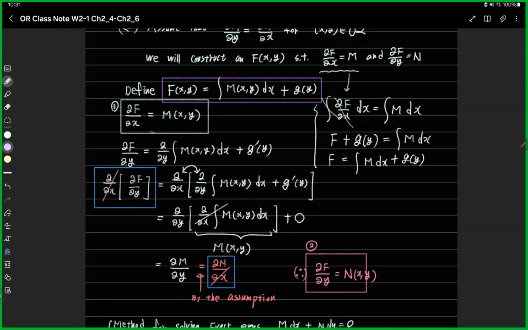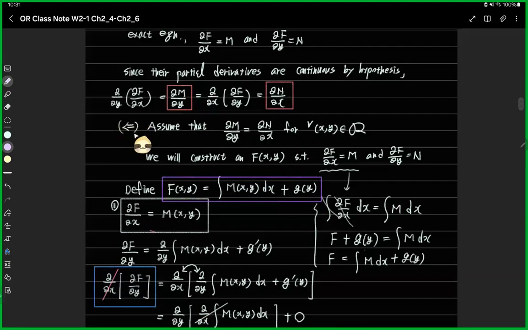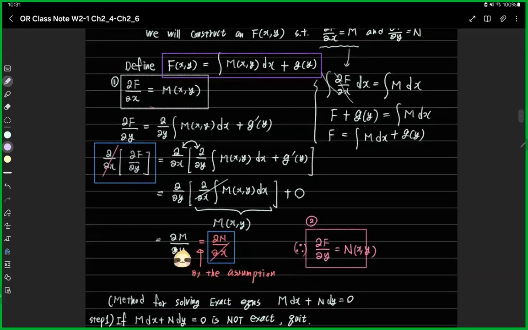Oh yeah. So now this one must be equal to partial M partial X, right? Because we assume that. We prove it this way. We assume that partial M partial Y equals partial M partial X. So this is equal to partial M partial X. Now we see partial X, partial X. Cancel them out. Then N is equal to what?